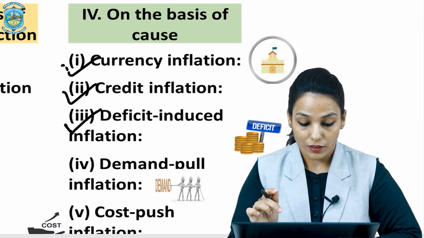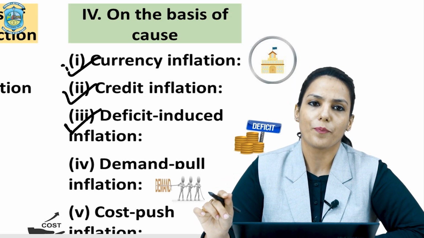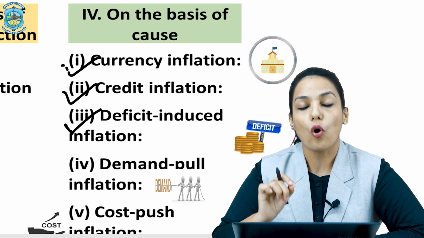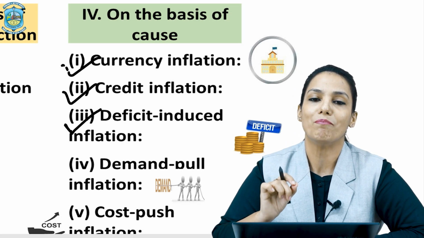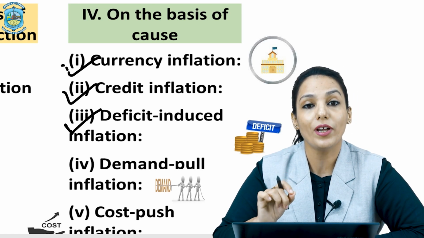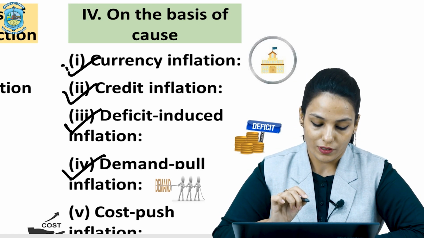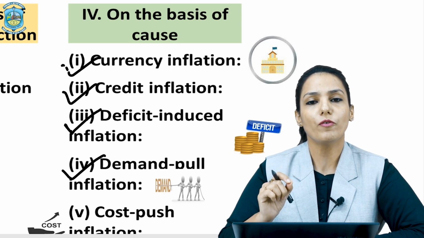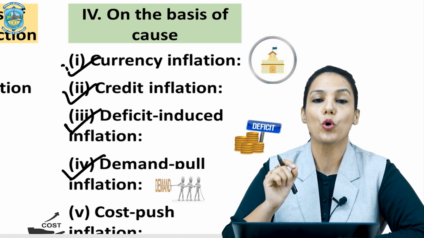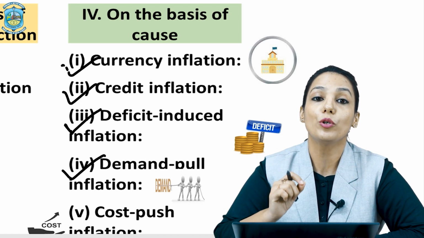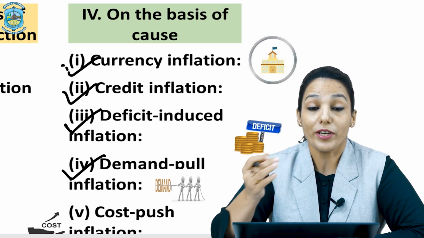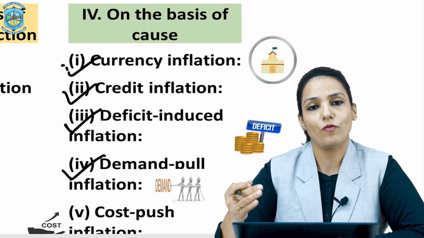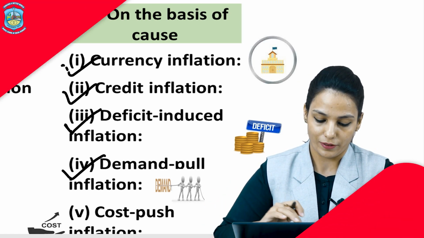Now, fourth, demand pull inflation. Demand pull inflation refers to the inflation which is caused due to an increase in the demand for commodities, demand for products. Cost push inflation, that is the last one in this category, refers to an increase in the price level which is caused by an increase in the cost of producing goods and services. The cost of manufacturing may increase, and as a result the prices of final goods and services also increase.